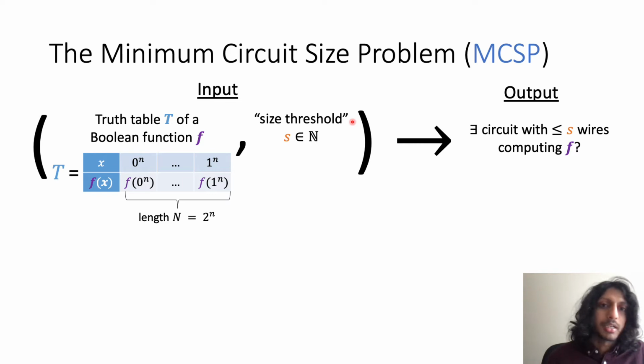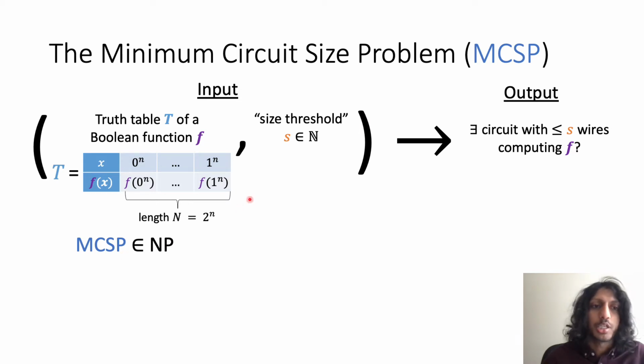So what do we know about the complexity of MCSP? Well, it's not too hard to see that MCSP is in NP. If you want to witness a yes instance of MCSP, you can just hand over the circuit of size at most s that computes T. And the point is that because this truth table is so long, of length 2 to the n, you can actually go in and check whether or not that circuit computes the given function. And so with some work you can check that MCSP is indeed in NP.